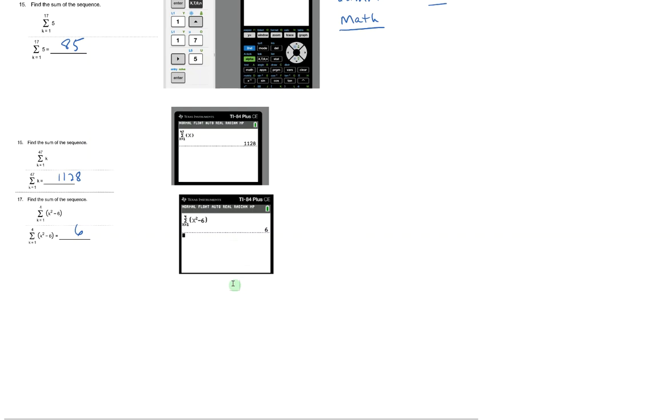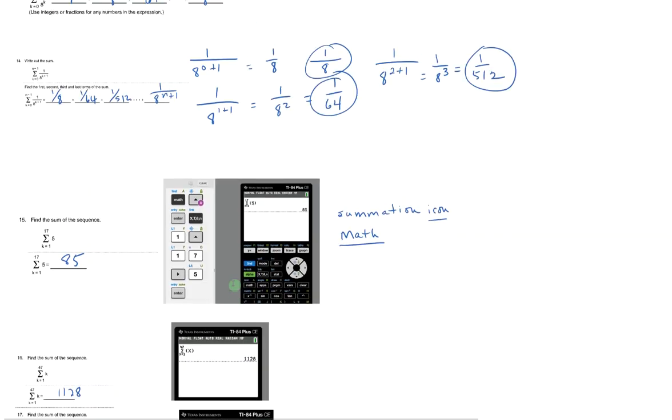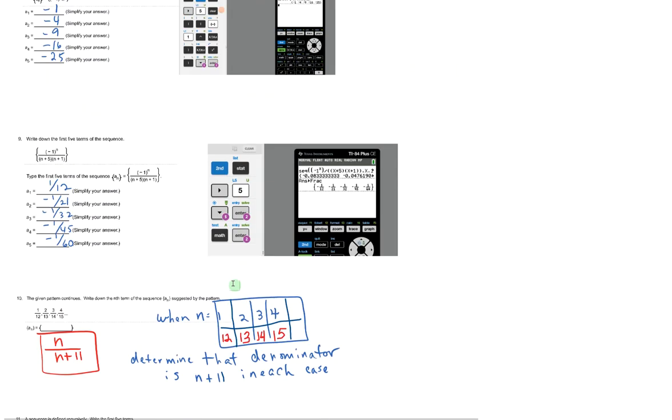So there's 17 questions in the set, but some of them are very quick calculator items, and they should not be too bad. I hope that'll get you through 12-1.